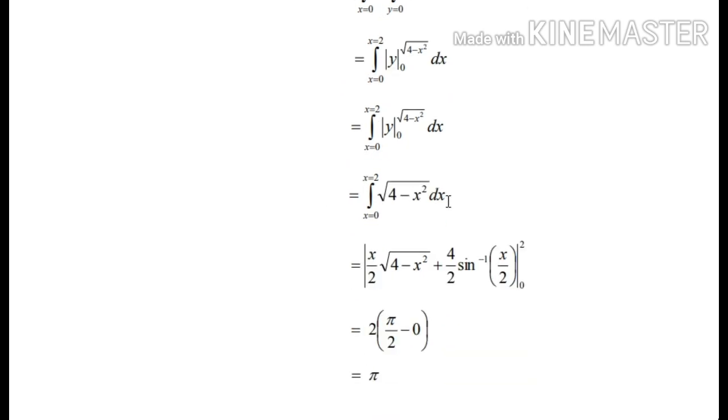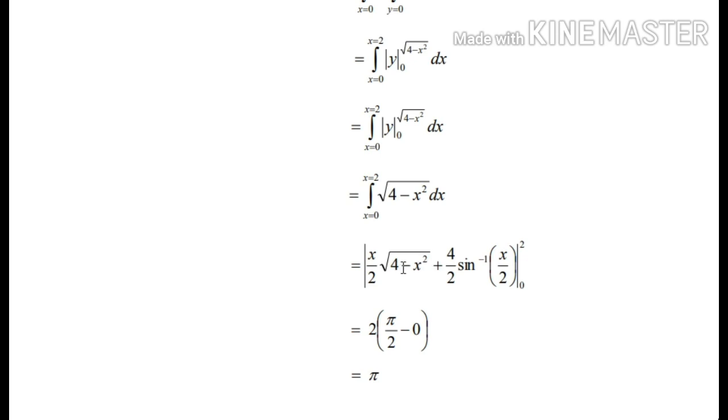And then we have to integrate with respect to x. So we know formula for integration of under root a square minus x square is x by 2 under root a square minus x square plus a square by 2 sine inverse x by a. So x by 2 under root 4 minus x square plus a square 4 by 2 sine inverse x by a, is 2, under limit 0 to 2, and then apply upper limit, put x = 2.